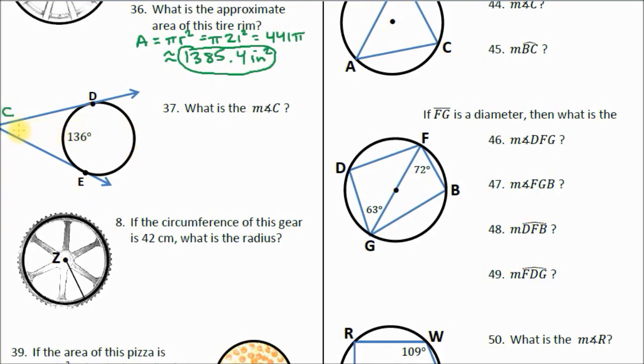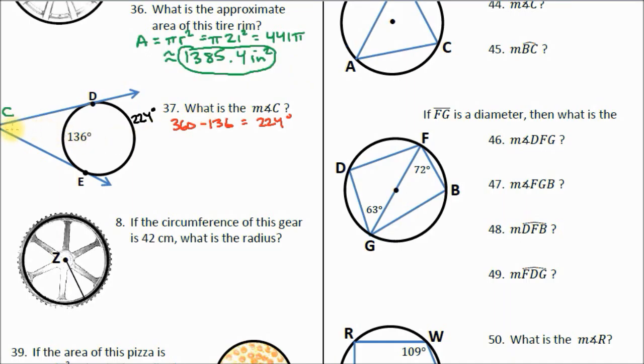This is an outside angle of a circle. We're not going to be able to solve this until we figure out the measure of major arc DE. We find that because we know that a total circle is 360 degrees. We're going to subtract minor arc DE from that. And major arc DE is 224 degrees. So this arc right here is 224 degrees.